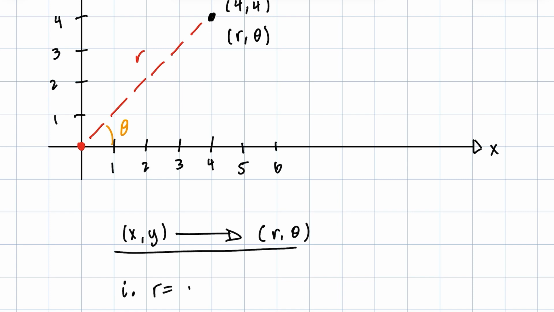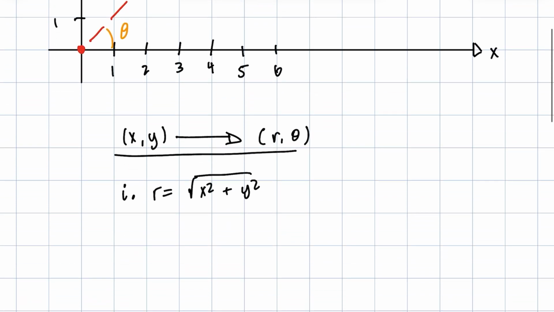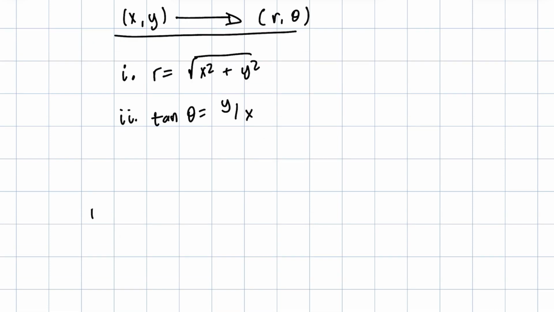To achieve this, there are two equations that we're going to have to use. The equation to get r, which is equal to the square root of x squared plus y squared, and the second equation for theta, which is tangent of theta is equal to y divided by x.